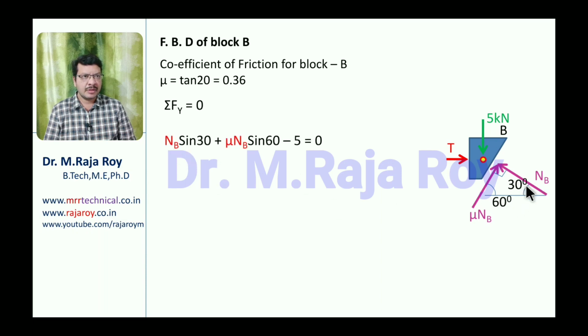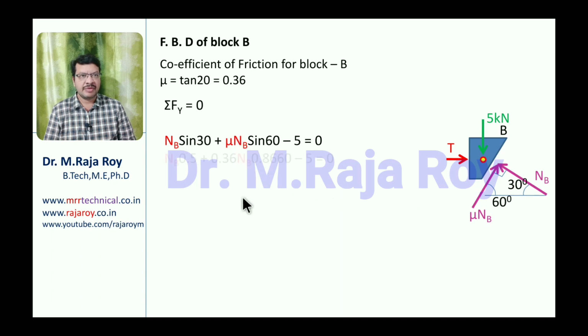This angle is with respect to the horizontal, with respect to the x-axis. So that's why the y component will be NB sin 30. This is making again 60 degrees with the x-axis, that means mu NB sin 60 is the y component. These are upwards. This is downwards, minus 5 equal to 0. From this, the mu value is known. Only the NB value is not known.